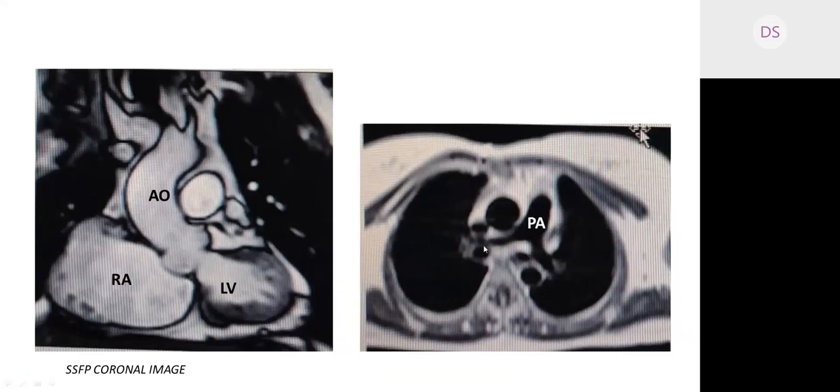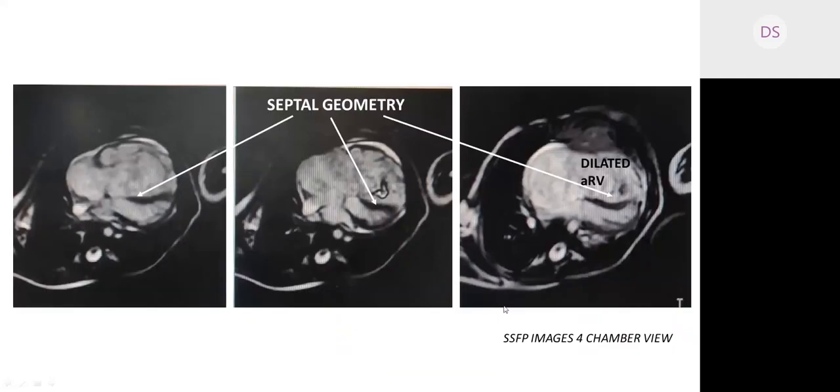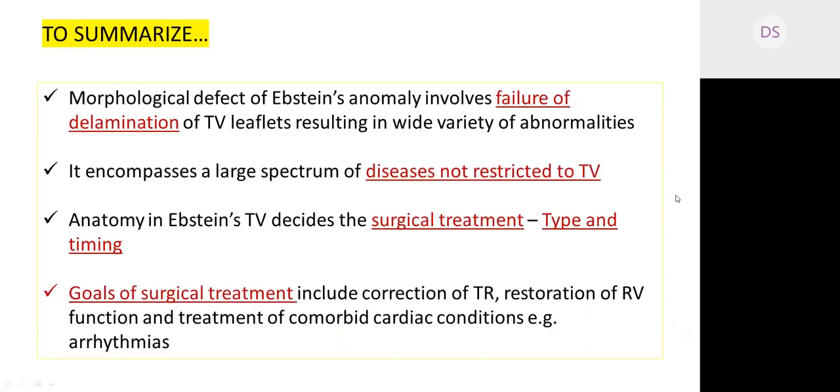The pulmonary artery, branch pulmonary arteries could be on the smaller side because of reduced pulmonary blood flow. Again, the septal geometry, you can see how much the left ventricle gets squished because of the dilated atrialized right ventricle. So I think we will summarize today's session. It has been a little more brainstorming, but I think it was important for us to understand the anatomy of tricuspid valve Ebstein's anomaly, for us to understand what we do in children with Ebstein's.